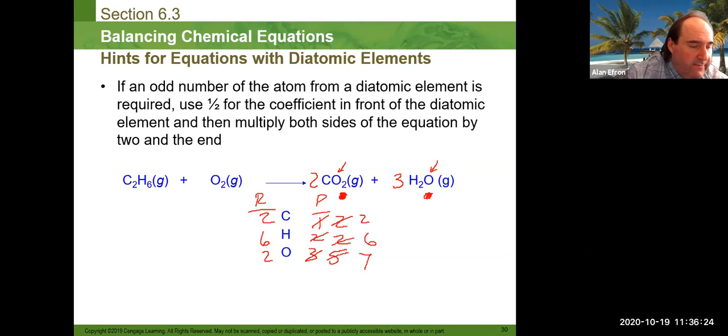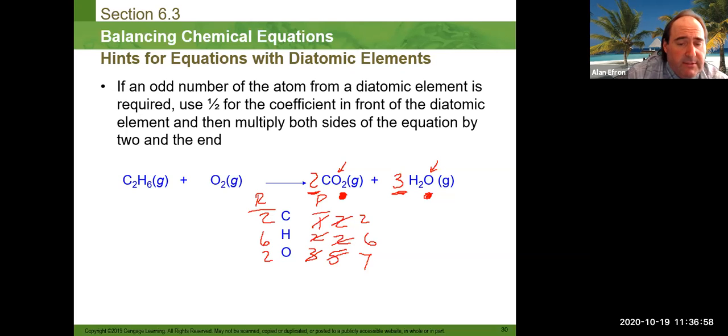Any questions so far? Okay, so at this point, we have pretty much everything balanced by putting these coefficients on the right-hand side, and we need to balance the oxygen. We clearly don't want to start changing the numbers on the right-hand side. Otherwise, we're going to change the numbers of everybody. So really on the left-hand side, we have 2 oxygens. On the right-hand side, we have 7. So we really need to turn that 2 into a 7.